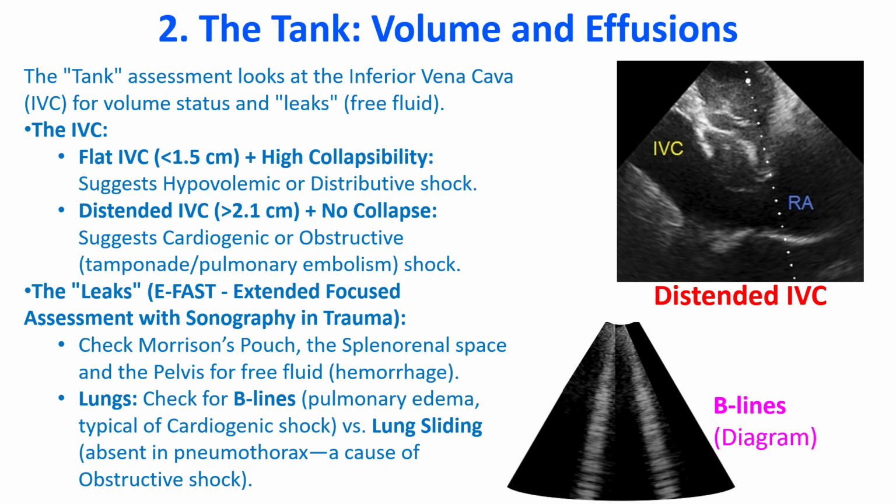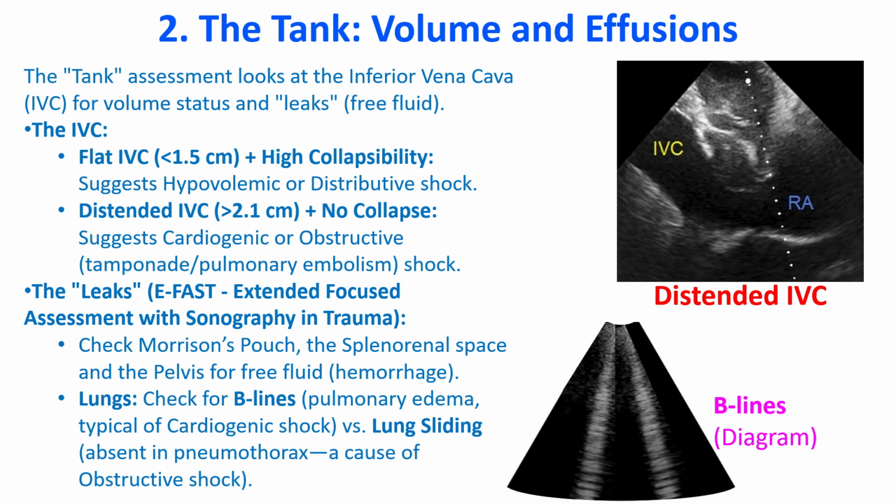A flat IVC less than 1.5 cm with high collapsibility, that is inspiratory collapse, suggests hypovolemic or distributive shock. A distended IVC more than 2.1 cm with no inspiratory collapse suggests cardiogenic or obstructive, that is tamponade or pulmonary embolism. Checking the leaks is by EFAST, extended focused assessment with sonography in trauma, because you expect bleeds in trauma.